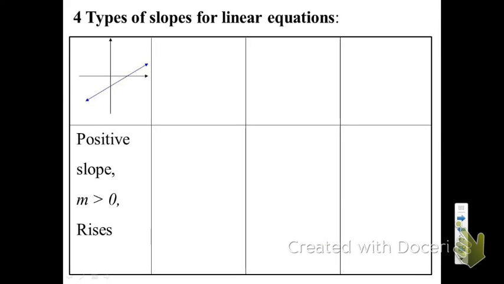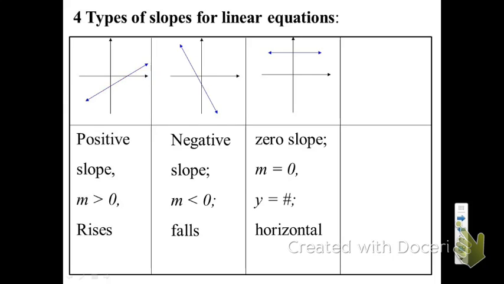Okay, we have 4 different kinds of slopes. The first one is a positive slope. When you solve for it, m will have to be greater than 0, and another way to describe this is that it is rising from left to right. The next one is a negative slope. It slants downward, and we say it falls. M has to be less than 0.